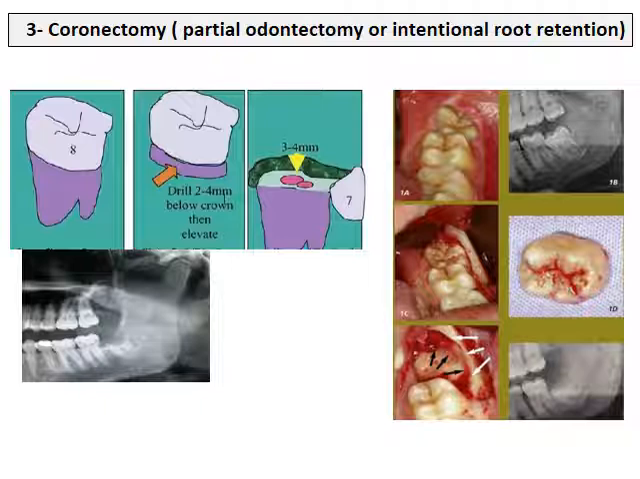In coronectomy, we remove the crown only, 3 to 4 millimeters below the alveolar bone, and you have to leave the root inside the bone. Remove all the crown to avoid damage to the inferior dental nerve.